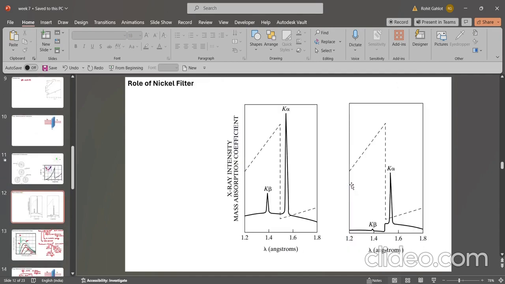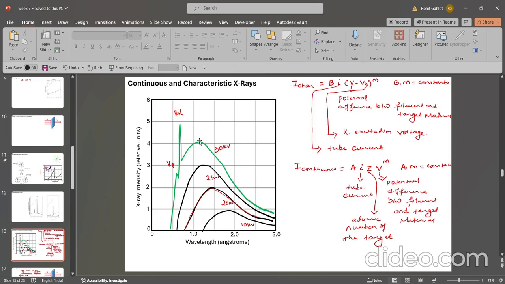So the role of the nickel filter. Generally, for your analysis we want separation of K alpha and K beta. So generally a nickel filter is utilized, which bypasses the K beta. So we are able to get K alpha, but still it is a problem like K alpha 1 and K alpha 2 separation.